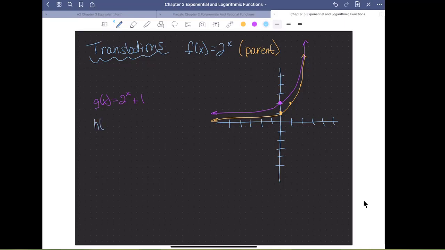And then we could talk about, well, what if we did 2 to the x plus 1? The part that's changing, is it part of the x? Yeah, it's part of the x. Since we know that x has to do with horizontal shifts, this is going to give us a horizontal shift. And this is actually going to give us a horizontal shift to the left one.